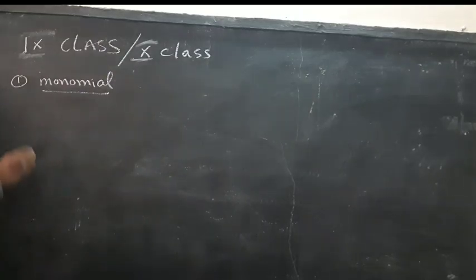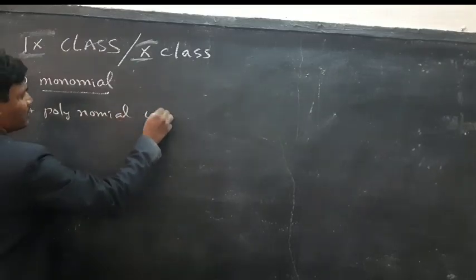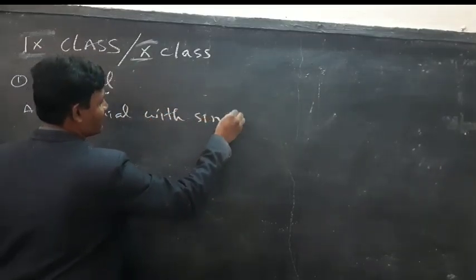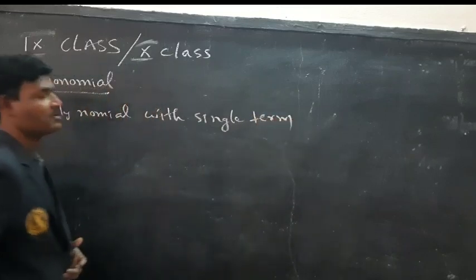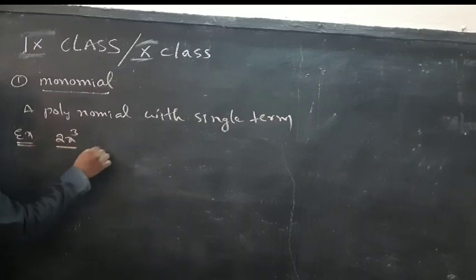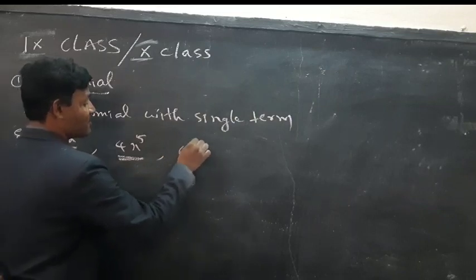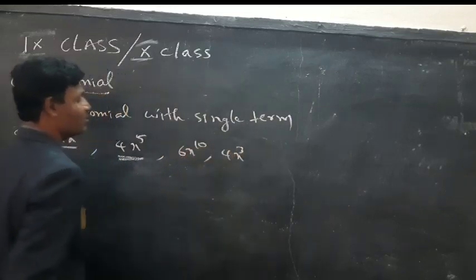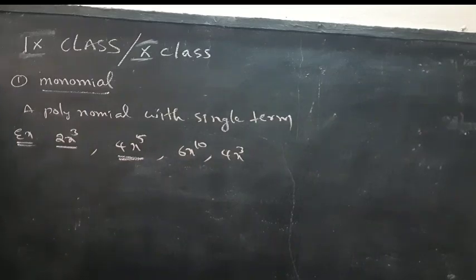What is a monomial? A polynomial with a single term is called a monomial. What are the examples? For example, 2x cubed. Here only one term is there. So 2x cubed is a monomial. Second example, 4x power 5, is also a monomial. Next, 6x power 10, 4x power 3. These are examples of monomials. A polynomial with a single term is called a monomial.